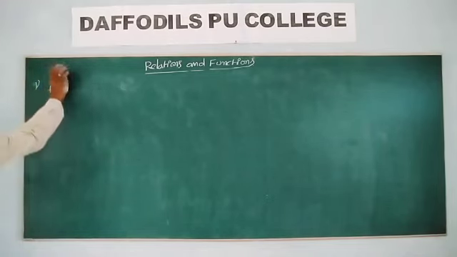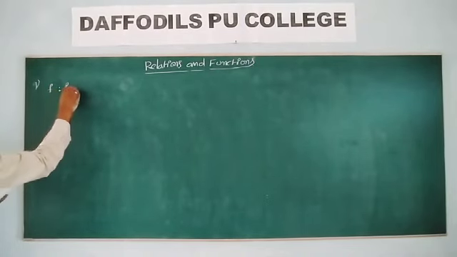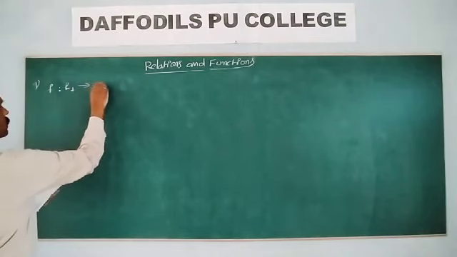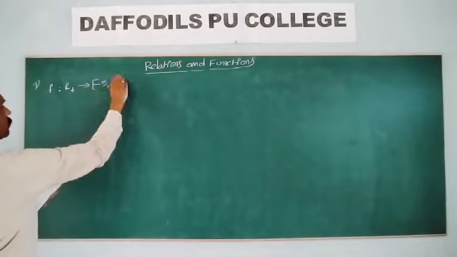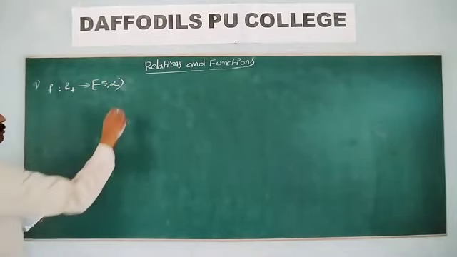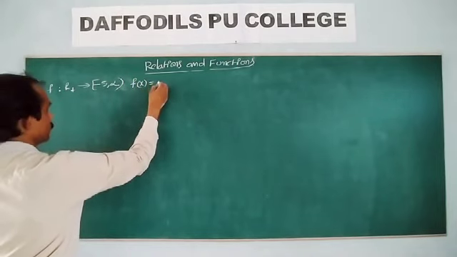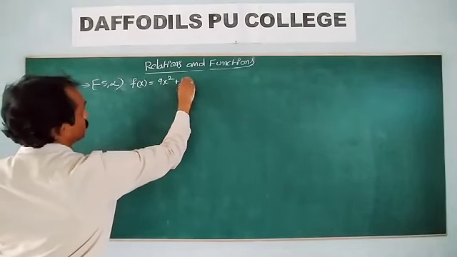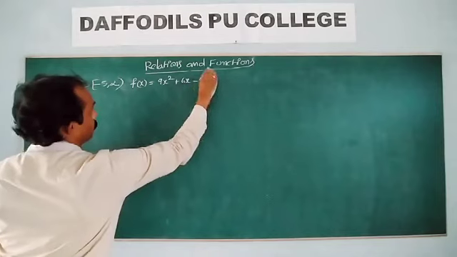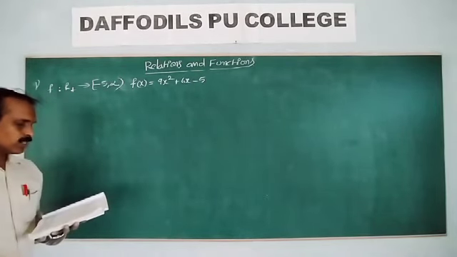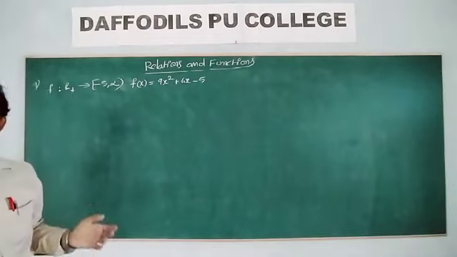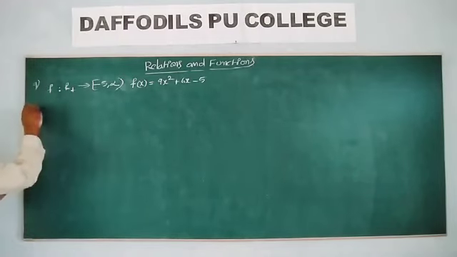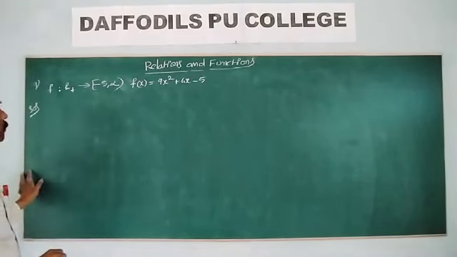Consider f from R plus to minus 5 to infinity, given by f of x is equal to 9x square plus 6x minus 5. Show that f is invertible and find f inverse. Same procedure.